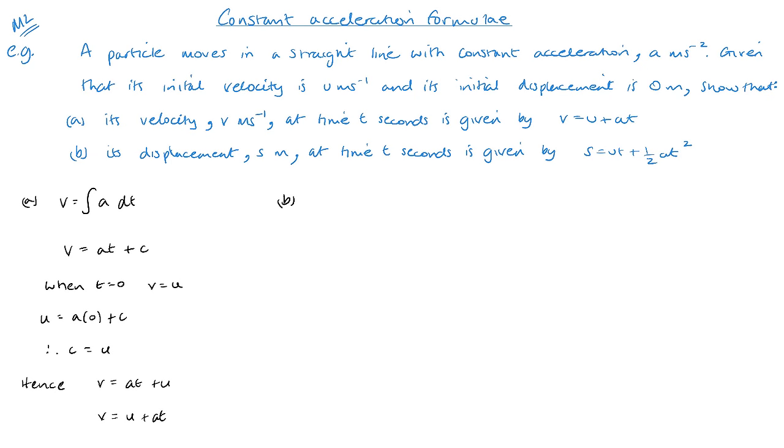Now let's look at the second part, part B, find its displacement. So its displacement is when we integrate velocity. And velocity is u plus at. So that is what we are integrating. So this is going to become ut plus at squared over 2 plus c.